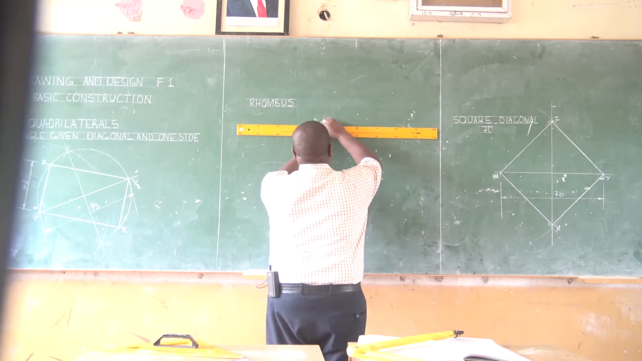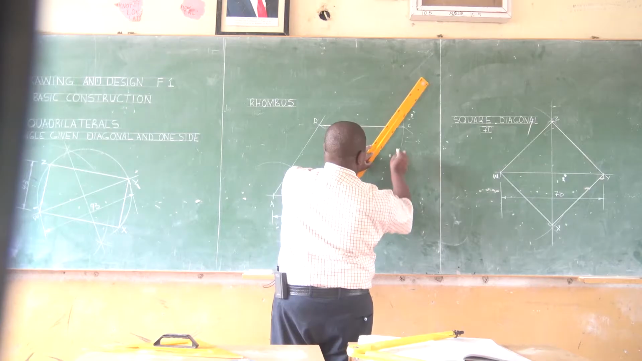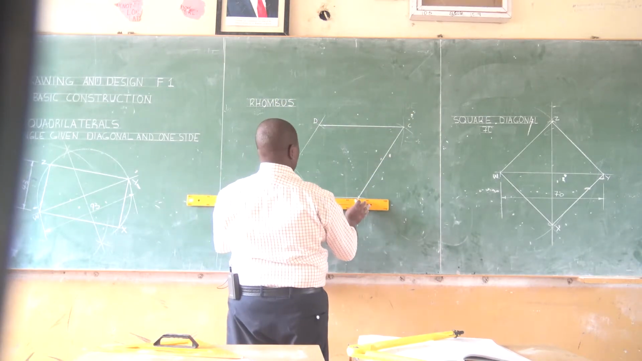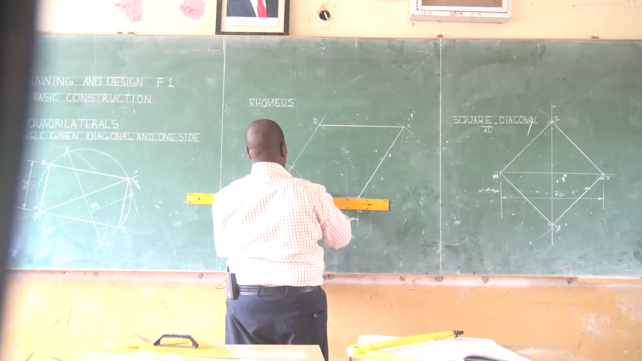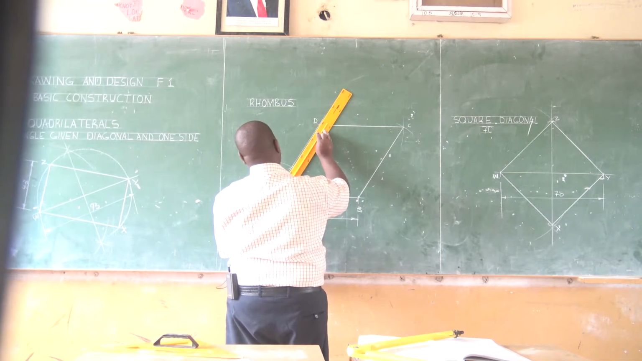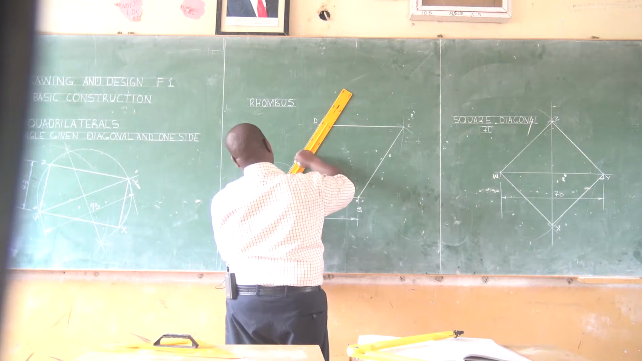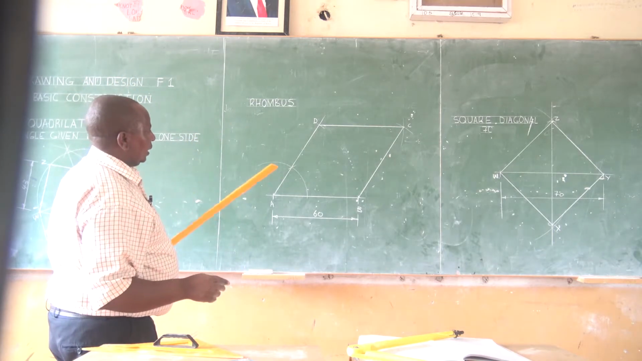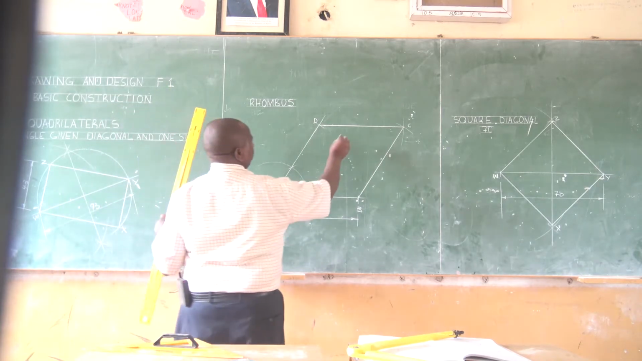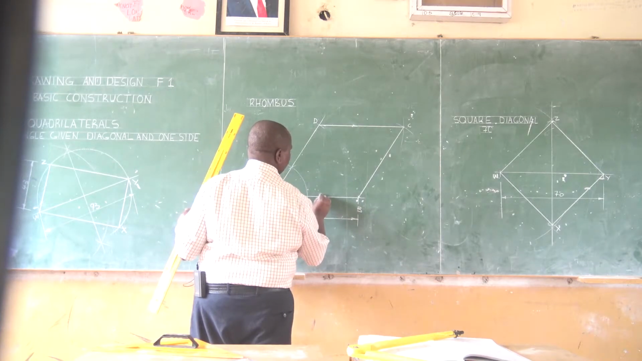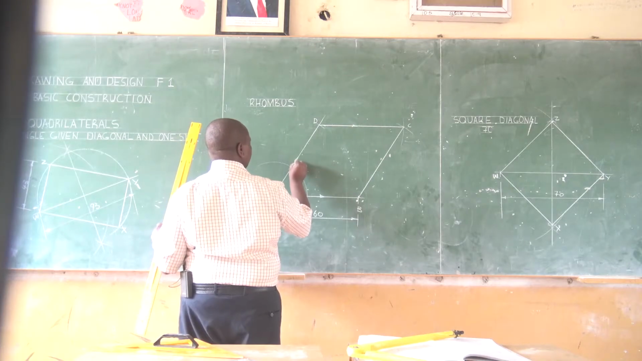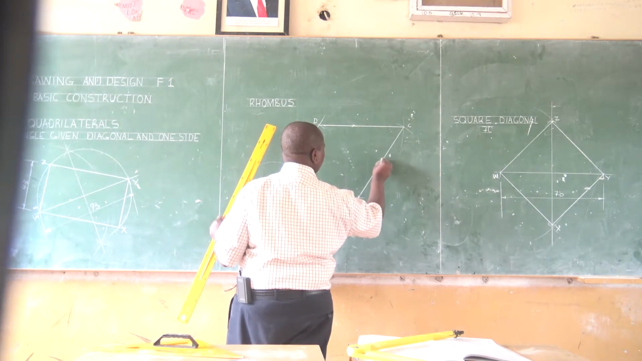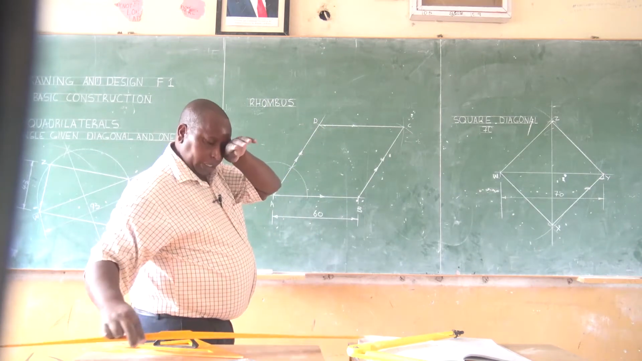Continue to complete the rhombus and outline the entire figure, so that you have the complete rhombus A, B, C, and D. And as you can see, the two opposite sides are parallel, so that this is parallel to that, and also the line AB is parallel to the line DC. The sides are each equal to 60 millimeters.